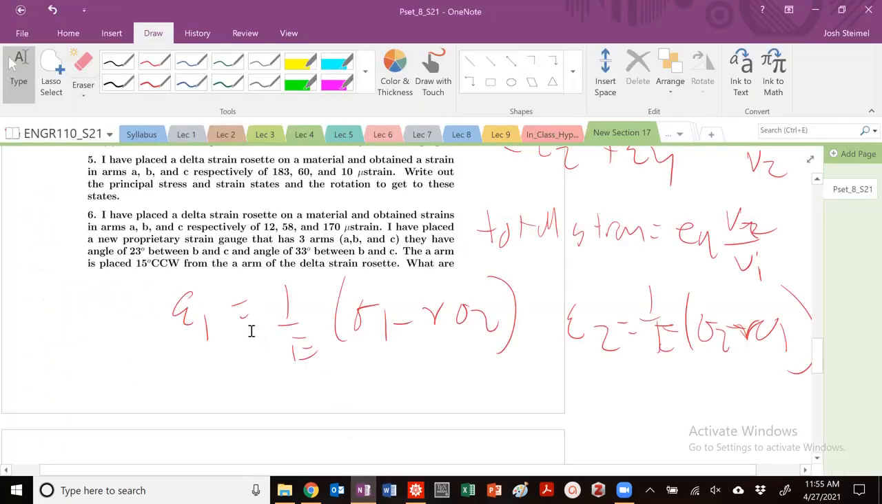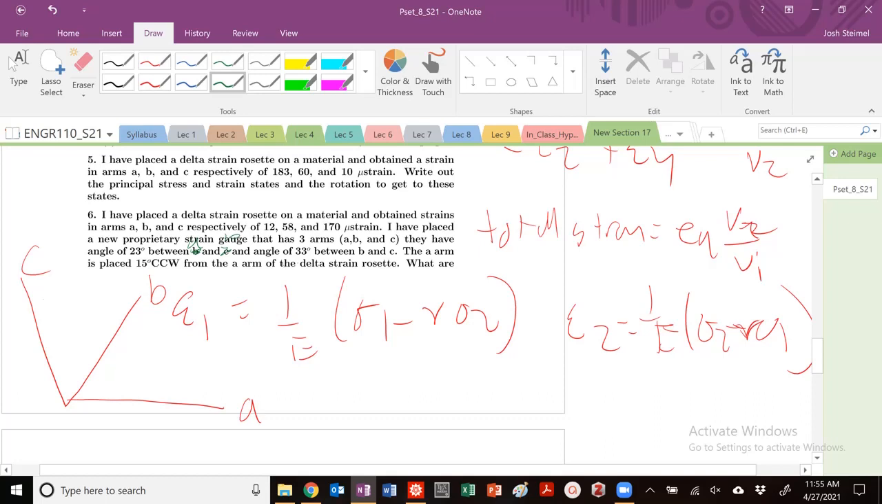We're almost done. But now I placed a new proprietary strain gauge that has 3 arms, A, B, and C. So we had our delta rosette, so basically here, here, here. So A, B, and C. So I have a new rosette that's basically, sorry, this is A and B, and this is B and C.